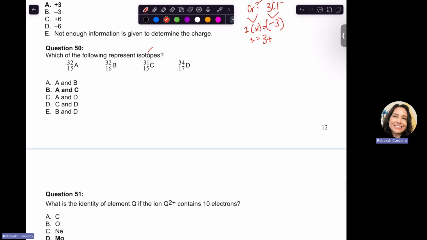Which represents isotopes? It's the same element, different masses. Mass number is the top number, top left number. So 15, so same atomic number. I know it's confusing because it's ABCD. These aren't actual elements, that's not carbon, for example. It's just unknown ABCD. It's not actually an element. So it's got to be the two that have the same atomic number but different masses. So A and C.